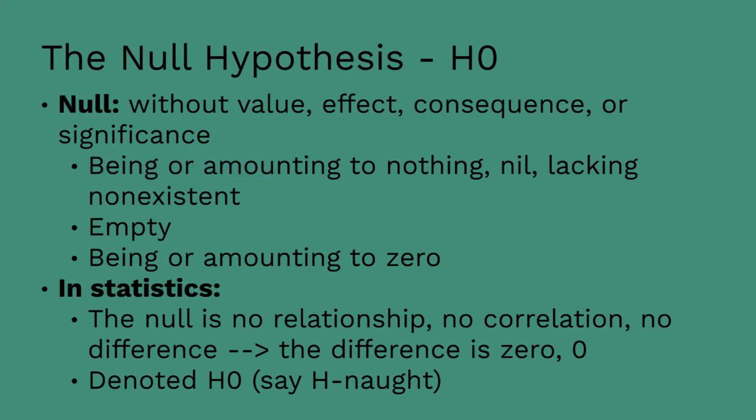In statistics, our null means that there is no relationship between our x and our y, no correlation, no difference in our proportions, or no difference in our means. Or that is, the difference is zero, or the correlation is zero. And therefore, we call our default hypothesis the null hypothesis, H naught.